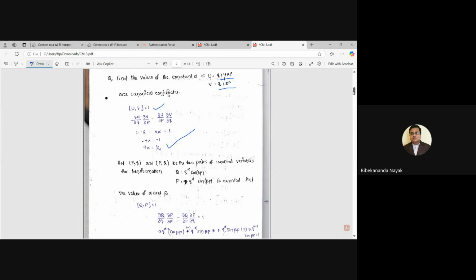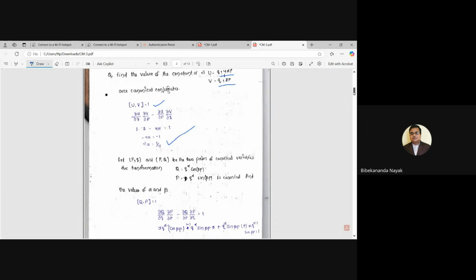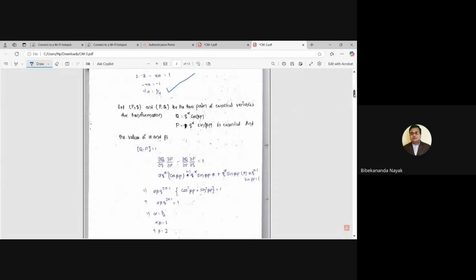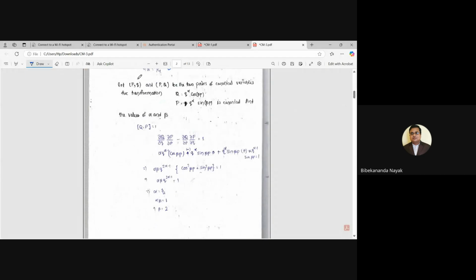Another very important problem, I think it was asked last time. Find whether a transformation from small q, p to capital Q, P is canonical. Canonical means again the Poisson bracket of capital Q, P is 1, as the small q, p bracket is 1 by definition. The transformation goes from small q, p to capital Q, P, and it should be canonical if its Poisson bracket is 1. So canonical given means the Poisson bracket 1 is given. We have to find the value of alpha and beta. Q and P are given like this.